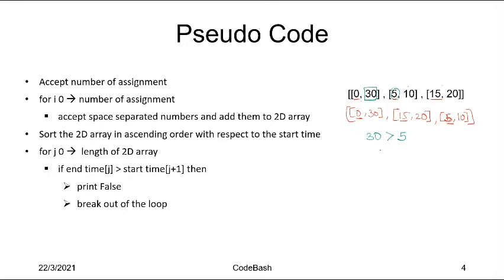If this condition is true, then we know that the first flight will not be completed in the time to start the next flight. So we know he won't be able to assist the second flight. So in that case, we print false and then we break out of the loop.